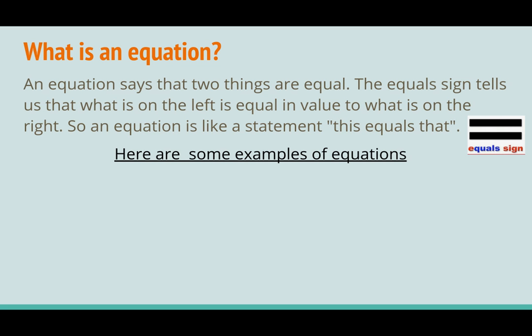So here are some examples of equations. If you look at the item here, 7 plus 2 is equal to 10 minus 1, you'll see that although the numbers are different, they equal the exact same thing, right? Because 7 plus 2 is 9, and 10 minus 1 is also 9, and 9 is equal to 9, so therefore that is an equation.